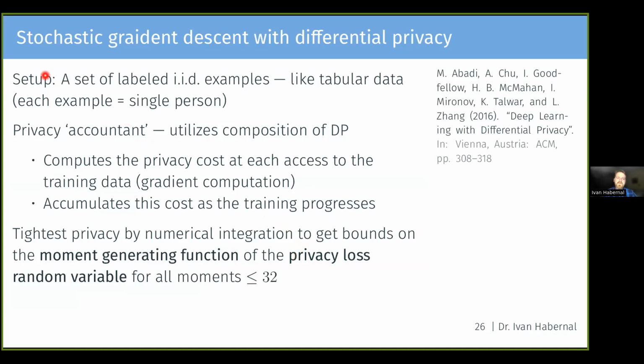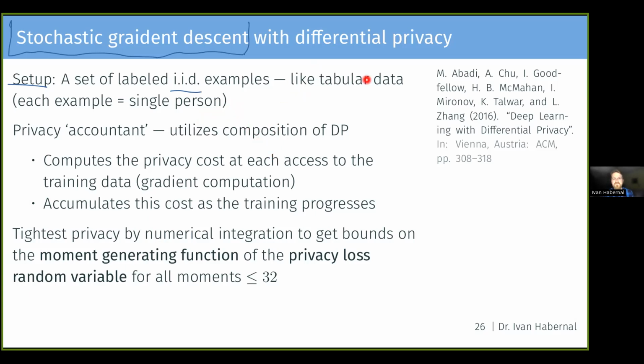So let's have a look at the hammer nowadays for training differentially private models, which is stochastic gradient descent. Our setup is that we have, for example, labeled IID examples. So what is IID again? Independently, identically distributed examples. Exactly. For example, tabular data. Right. So each example is a single person. This is what we have.